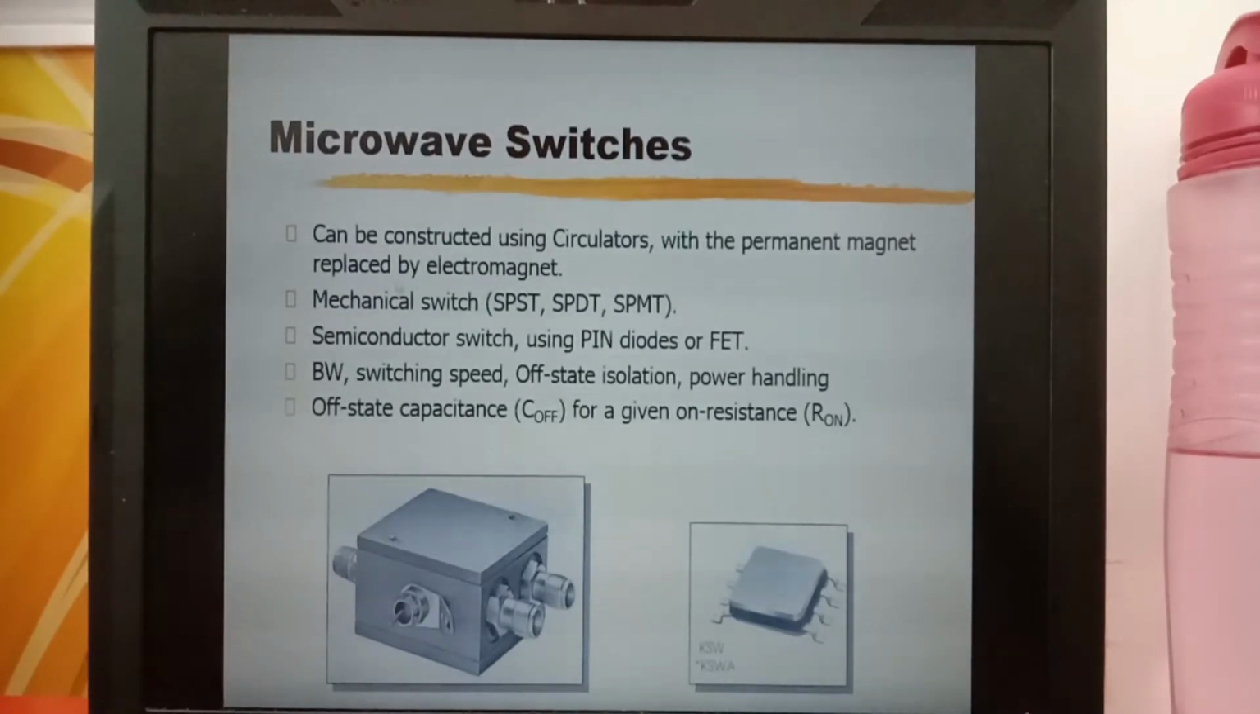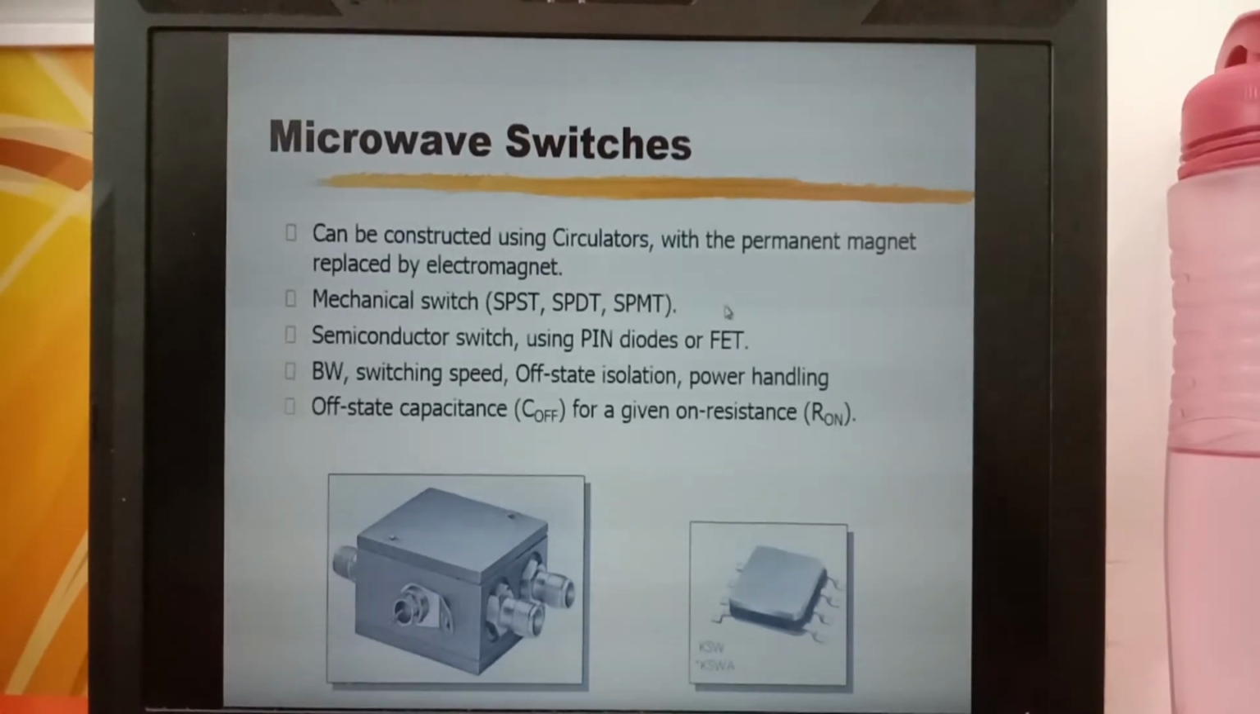We can also make a microwave switch using a mechanical system. There are different types of mechanical switches. Some have a single pole, single throw, a single pole, double throw, or single pole, multi-throw. The shortcoming of a mechanical switch is the switching speed.